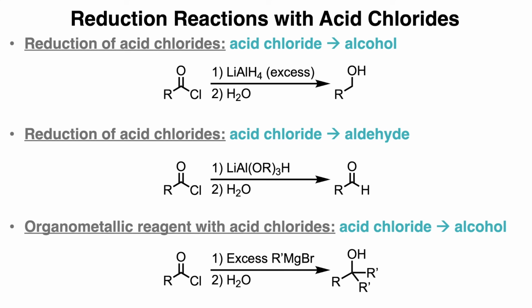And last but not least, if you want to convert an acid chloride to an alcohol while increasing the carbon count, because it is an organometallic reagent, you could use an excess amount of an organometallic reagent in the first step, followed by a water workup to form the following alcohol.